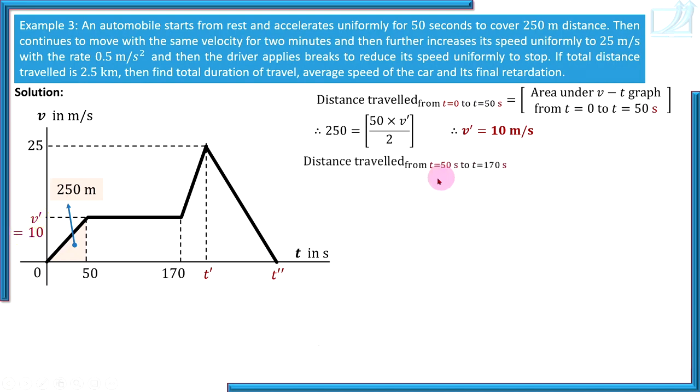Now the distance travelled from t equal to 50 to t equal to 170. Area under the v-t graph from t equal to 50 to t equal to 170.